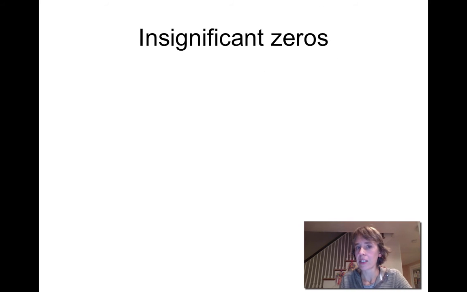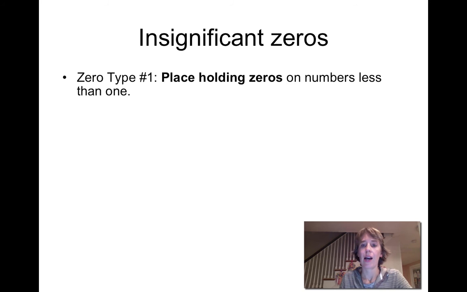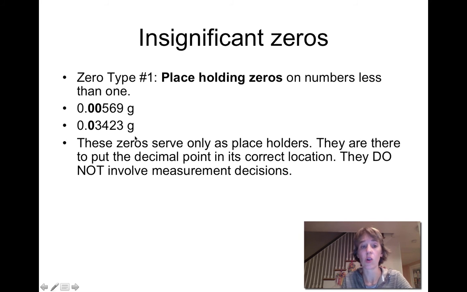So let's talk about zeros that are not significant. The first is a placeholding 0, and it's a placeholding 0 on numbers less than 1. So these are zeros that are after the decimal point, but before these non-zero numbers. So none of these zeros are significant. They're only there to show how big the number is in terms of its magnitude. So yeah, this first example, we'd have 3 significant figures. In the second one, we'd have 4 significant figures.